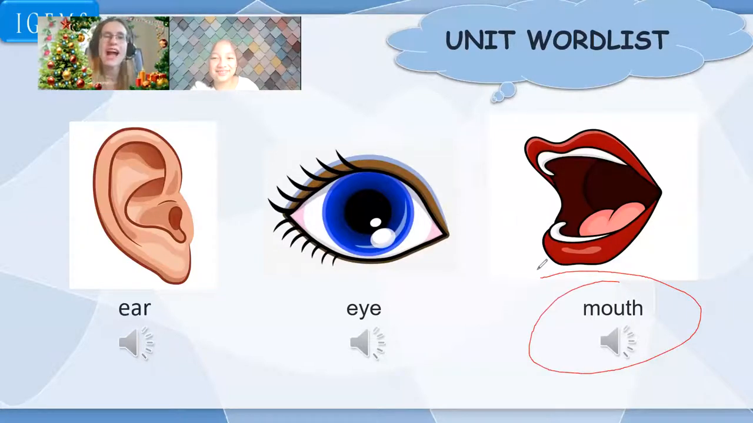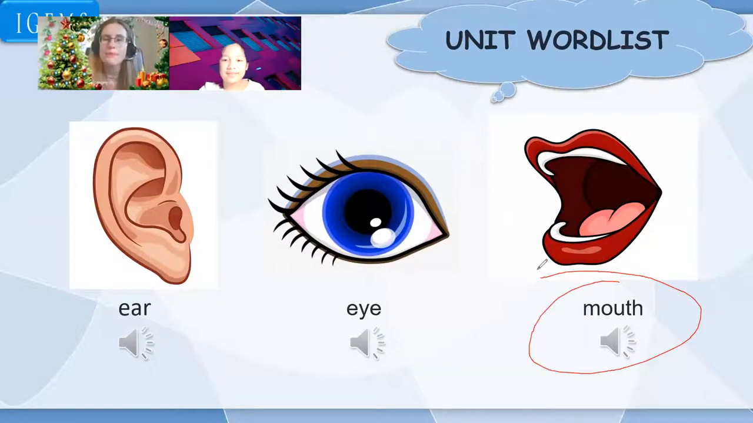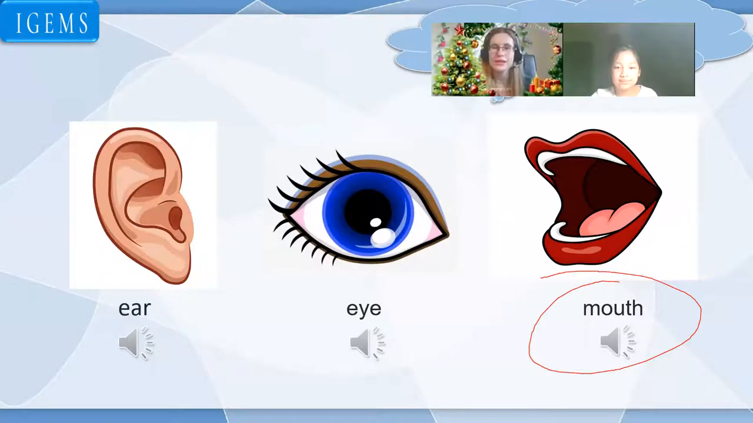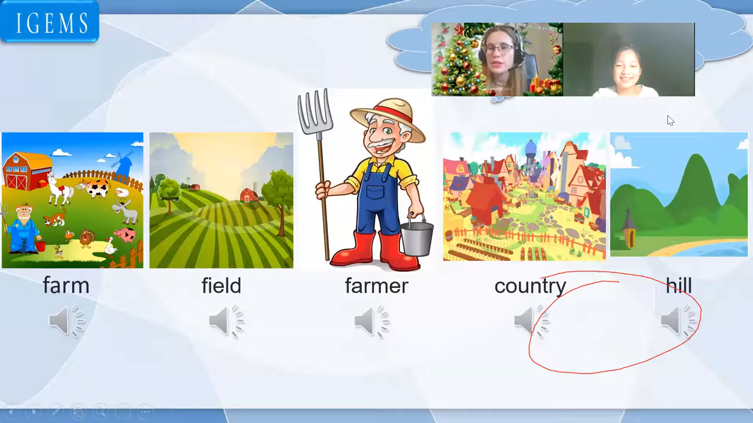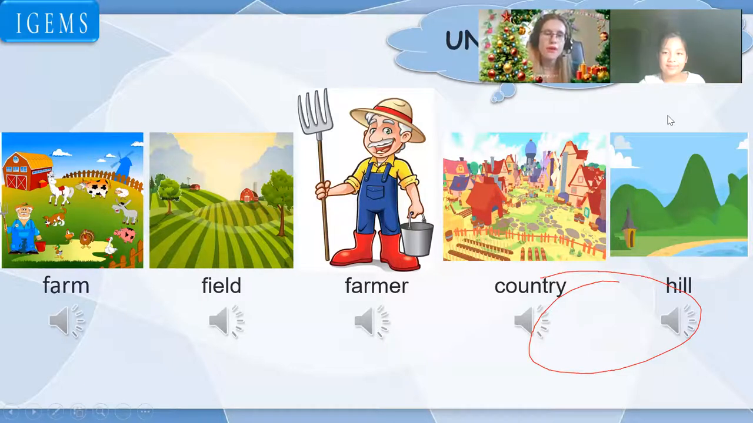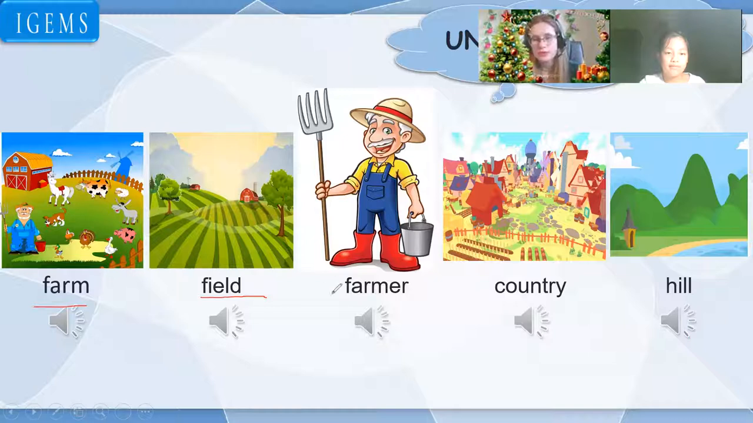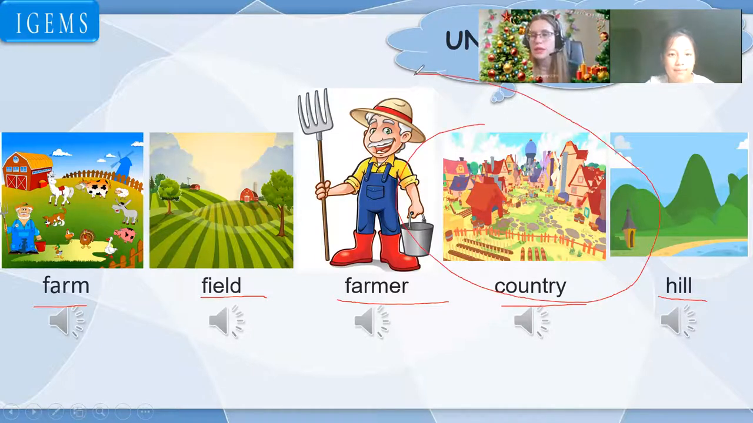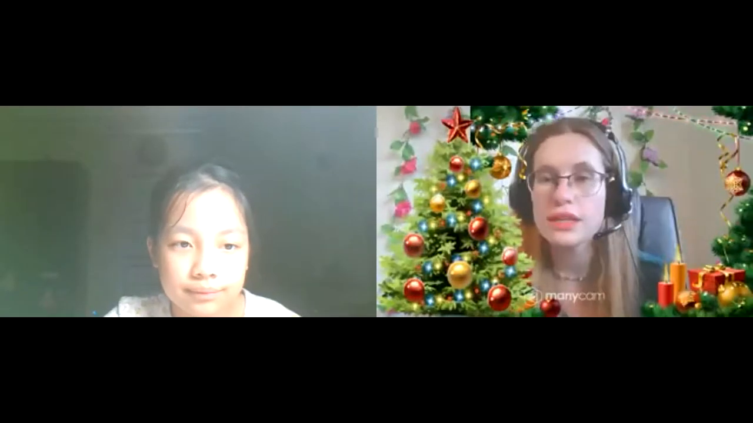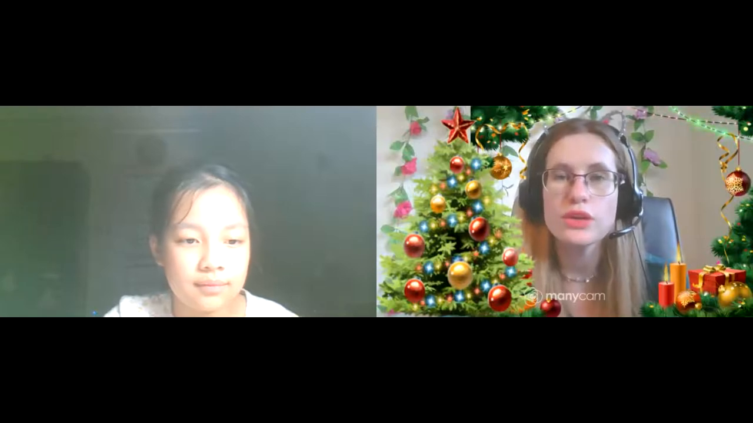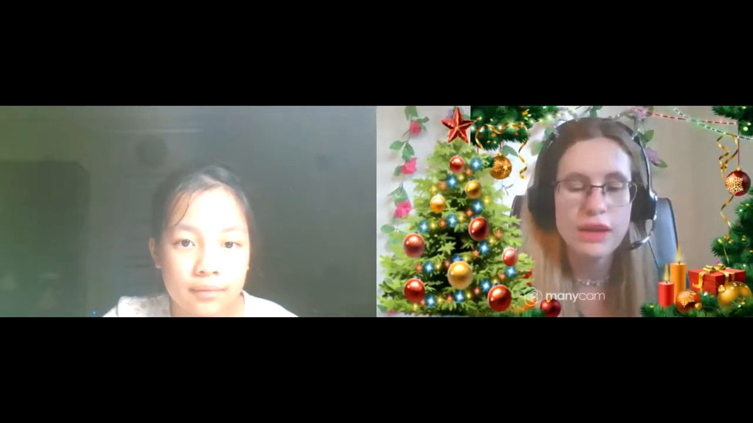Okay, next one. Mouth. Mouth. Good work. Okay, this is easy peasy. All right, let's have a look. Next. Farm. Farm. Field. Field. Farmer. Farmer. Country. Country. Hill. Hill. Good job. So this means, not like your country, right? Not like Vietnam, America. They mean like countryside where you can see lots of animals and it's very open.